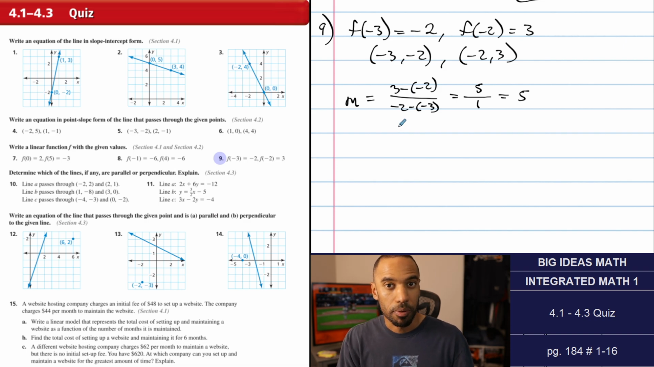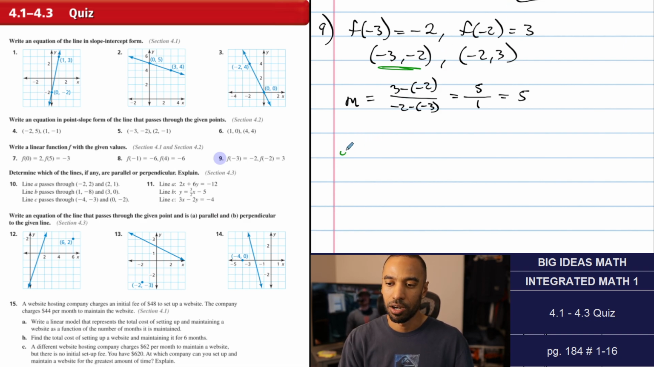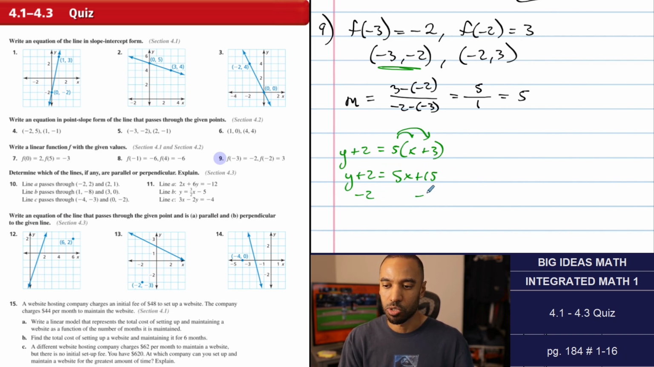We're going to write this in slope-intercept form, but I'm going to start with point-slope form. So version number 1 is use these 2 points here. y minus y1 equals m times x minus x1. Let's get y by itself, and with a simplified version here, if I subtract 2 from both sides, we'll get y equals 5x plus 13.